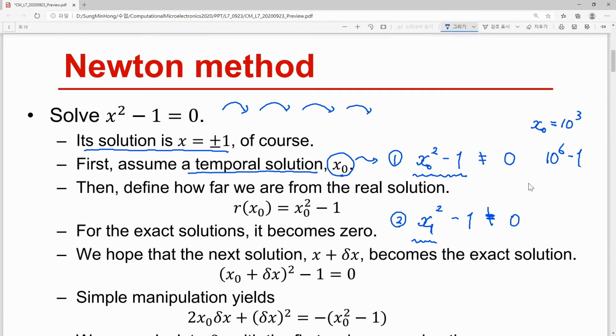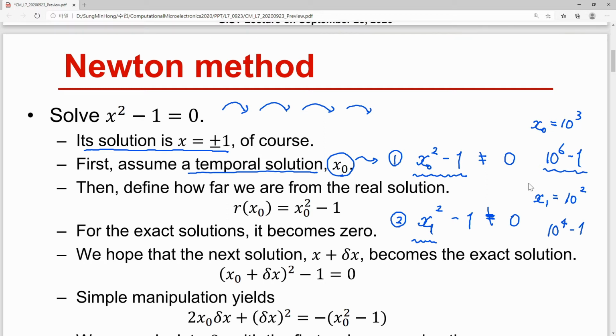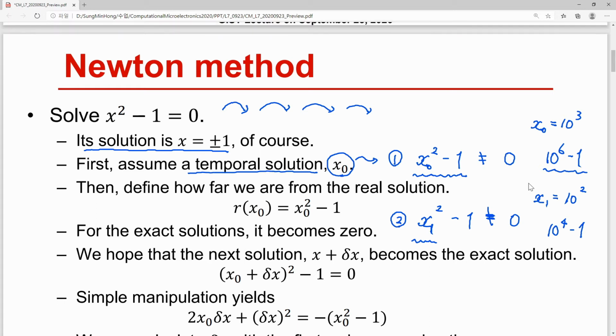So stressed by this huge number, you just reduce it. For example, let's say you have now 10 to the 2. Then what will happen? In this case, you will have 10 to the 4 minus 1. This is quite a large number still, but it is much better than almost 1 million. This is just 10,000, so 100 times better than the first one.